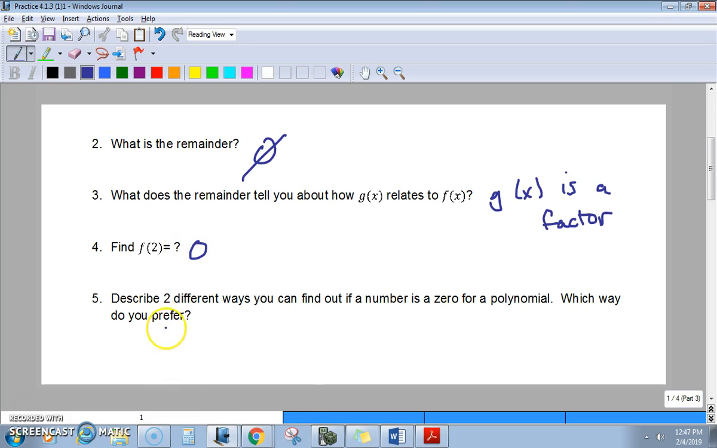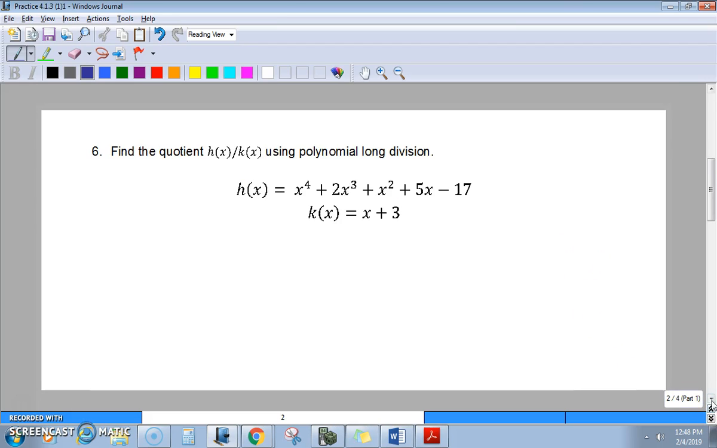Describe 2 different ways you can find out if a number is a 0 of a polynomial. We can do what we just did, enter that number into the equation as your input and see what your output is. Or make it a factor and do the long division, right? So instead of it says f of 2, is that an answer? You could say, well, f of 2 would mean the factor would be x minus 2, and then do the whole long division that we just did.